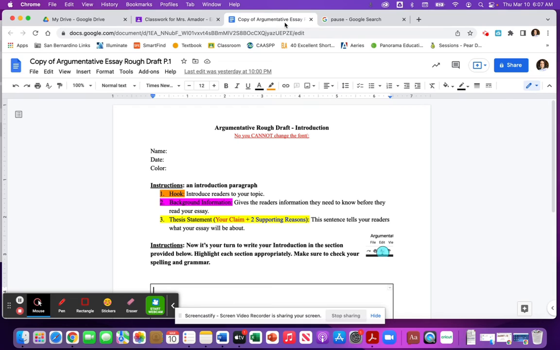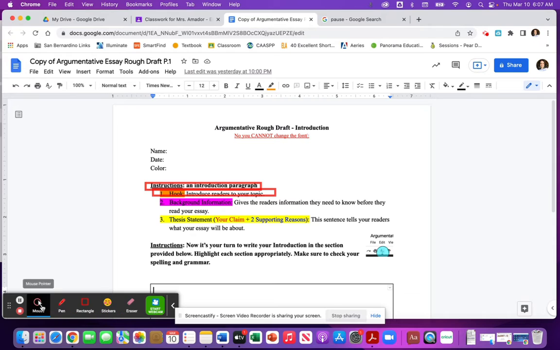All right, so you should have filled in name, date, and class color. Now I want you to look at the instructions here. So these instructions here are going to tell you exactly what you need to do. All right, so we're going to go one step at a time. The first thing we're going to do is the hook. For the hook, it tells you to introduce readers to your topic.